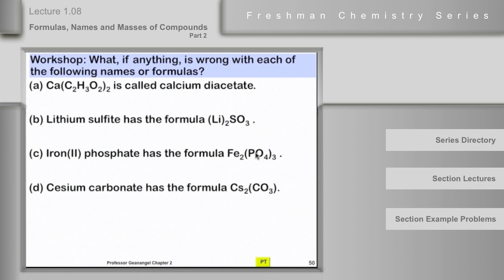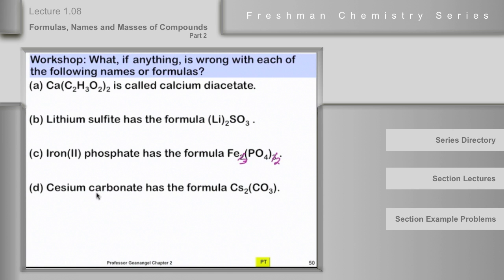So, 3 of those would be 9 negative charges, and that's certainly not equivalent to iron 2. So the 2's and the 3's are mixed up here. This would have to be a 2, which would give 6 negative charges. This would have to be iron 3, iron 2's. Okay? Iron 2 phosphate ought to be Fe3(PO4)2. Does that make sense? Anybody have trouble with it?